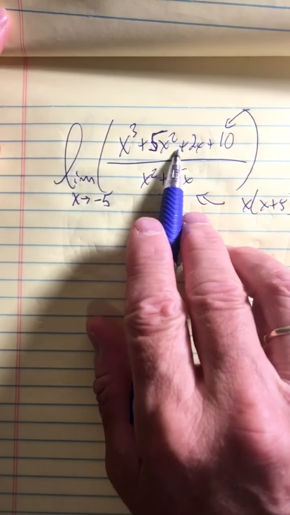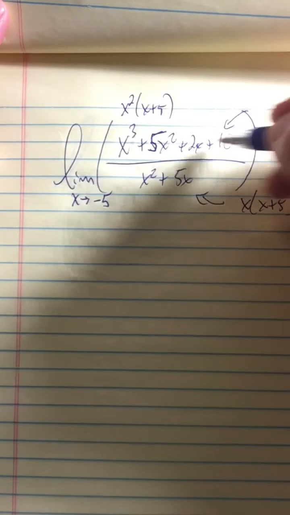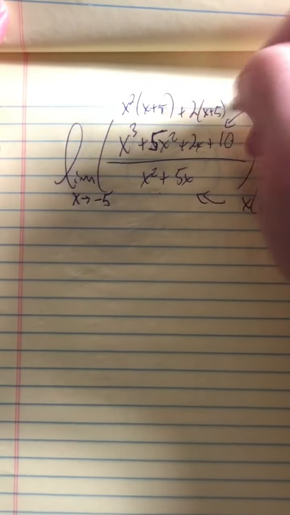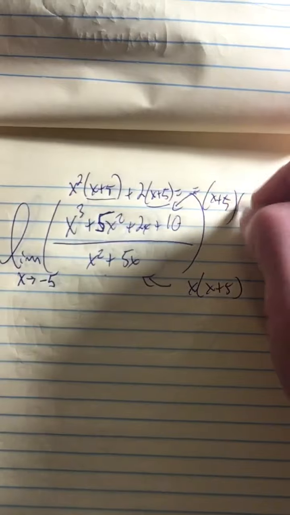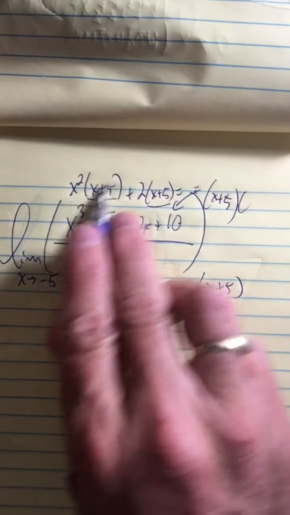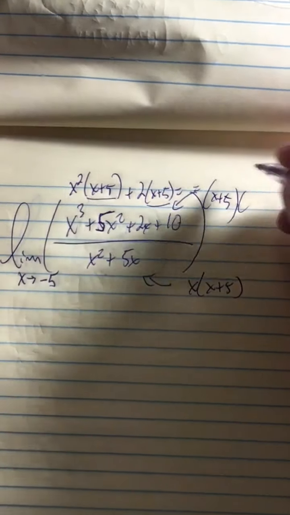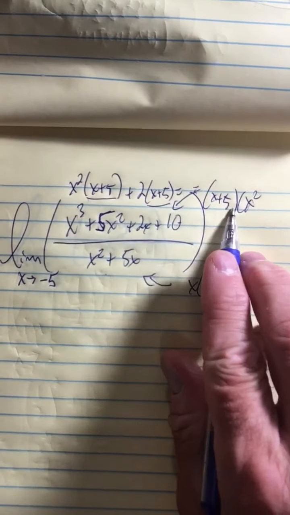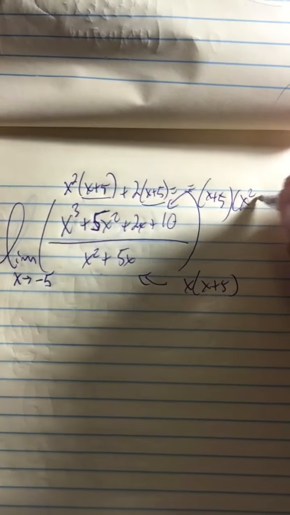Well, let's see. We can factor by grouping. Look, I could take out an x squared and get x plus 5 here. I could take out a 2 from those two, and that gives me an x plus 5 there. And guess what? They have a common factor of x plus 5. So that's equal to x plus 5 times, well, when I divide x plus 5 into this, it cancels and I get x squared. When I divide x plus 5 into this, it cancels and I get plus 2.